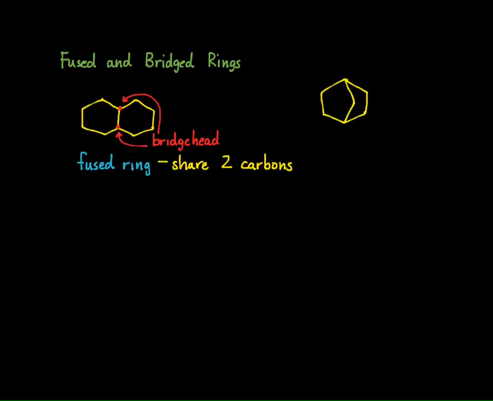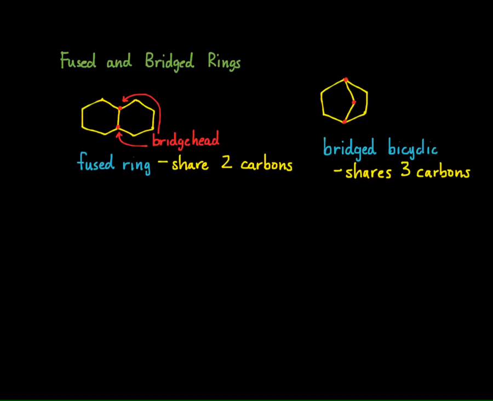Now, if you think about a system like this, in essence two rings fused together, where I have these three carbons being shared, it's called a bridged bicyclic compound. So I can have a fused bicyclic compound, because there are two rings, or I can have a bridged bicyclic compound. And in a bridged bicyclic compound, it's sharing three carbons.